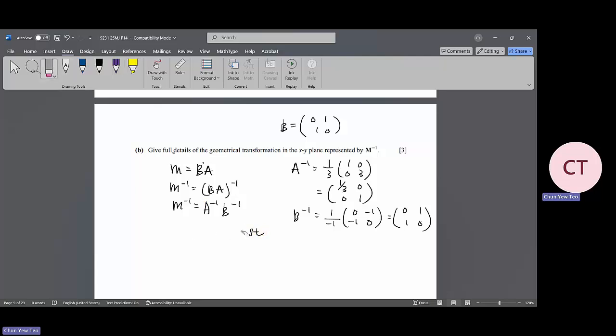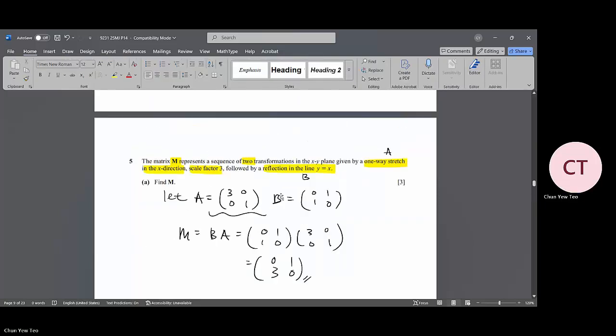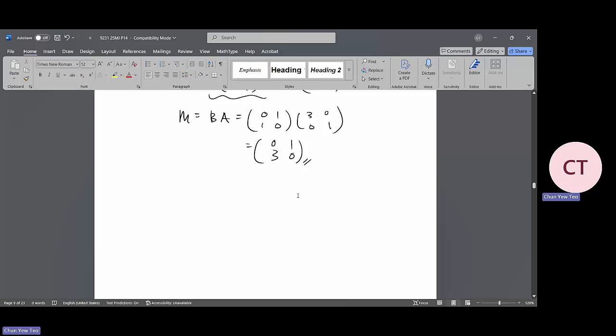Therefore, M inverse represents a sequence of... Actually, just copy down the statement, just copy down "represents". But you will need to modify the transformations in between.